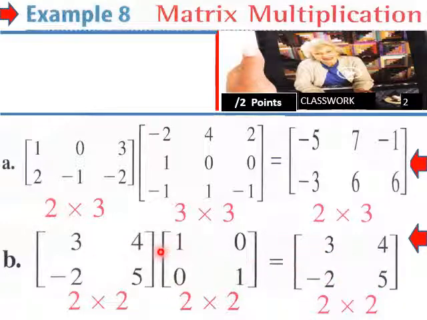So 3 and 0 will be 3. And then 3 times 0, then 4 will be 4. And then -2 will be -2 up here, and 5 would be 0, we get -2. And then for this position here, it would be -2 and then 5, so it would be 5. So that would be how we would acquire that matrix there.